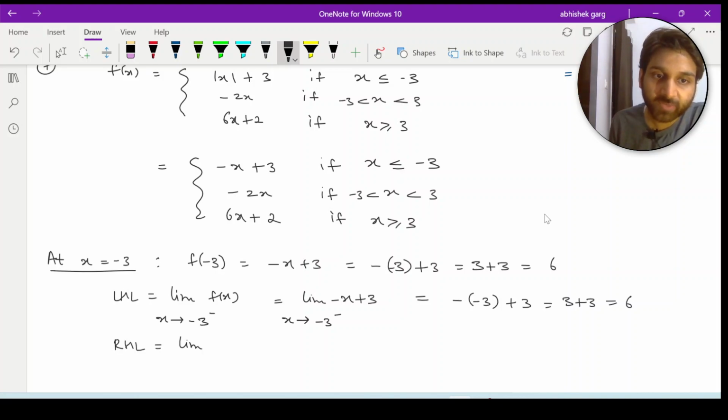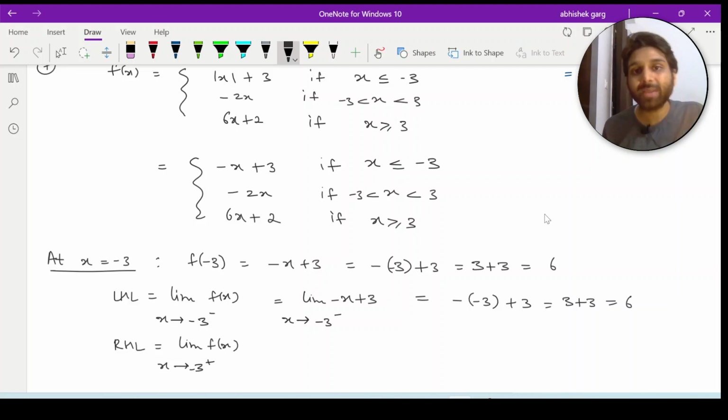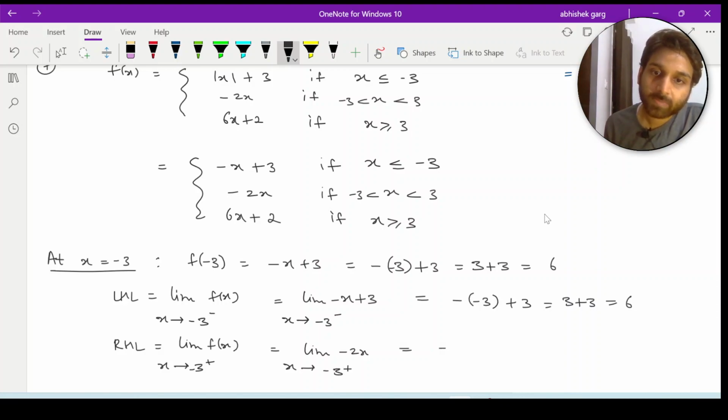So right hand limit will be limit of f(x) at x tending to -3 plus. -3 plus means slightly more than -3. तो slightly more than -3 के लिए we'll use f(x) is equal to -2x. Okay, तो यह रहेगा limit -2x, x tending to -3 plus. पुट कर देंगे वैल्यू -2 into -3, ये आ गया 6.